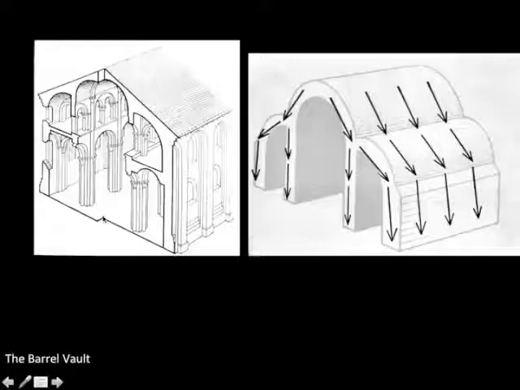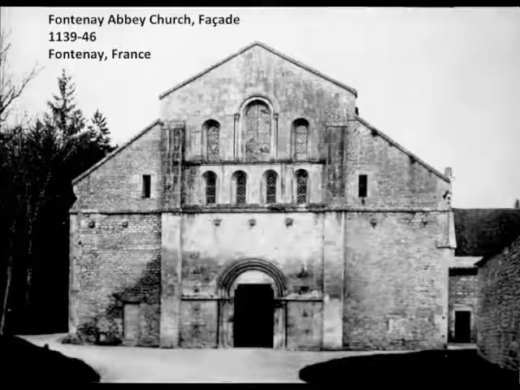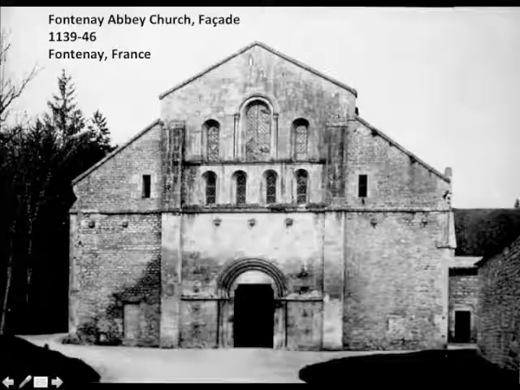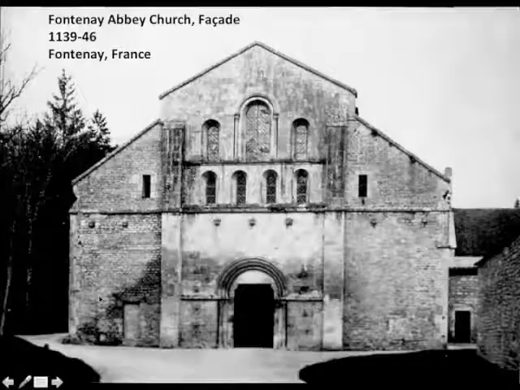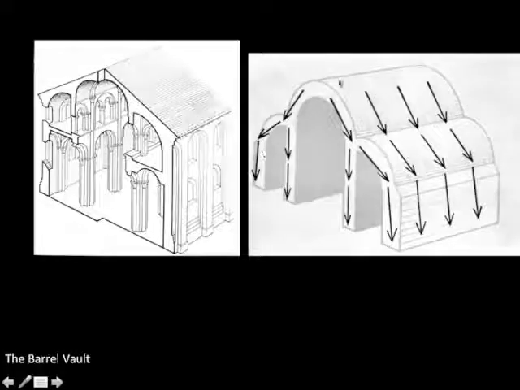And this is more or less what we got at the Fontenay Church. A barrel vault with little barrel vaults on the side of it. And then all these systems work in tandem. The lateral thrust here gets deflected over here, and you have an intact system.